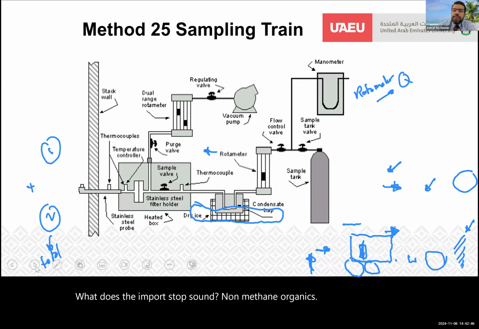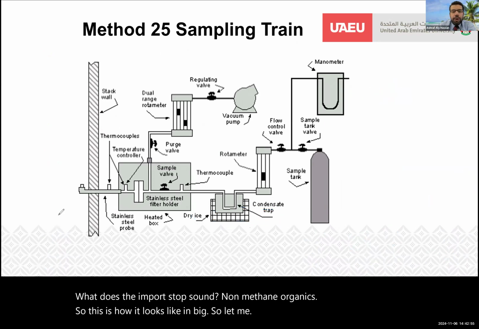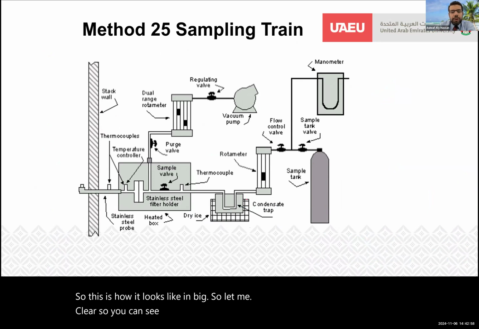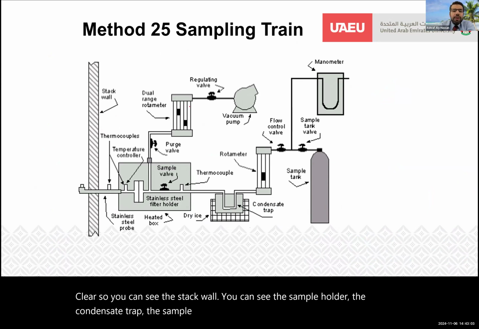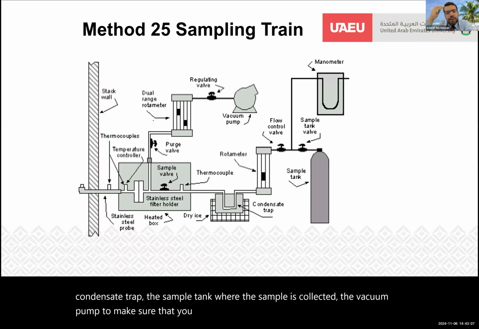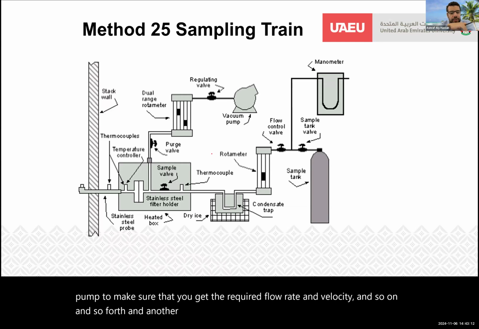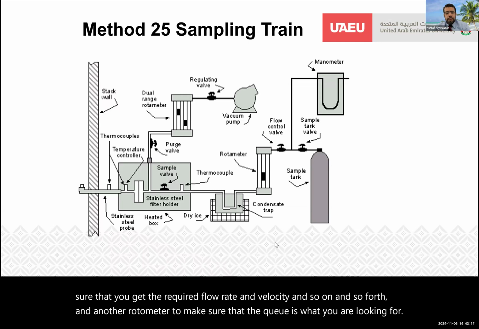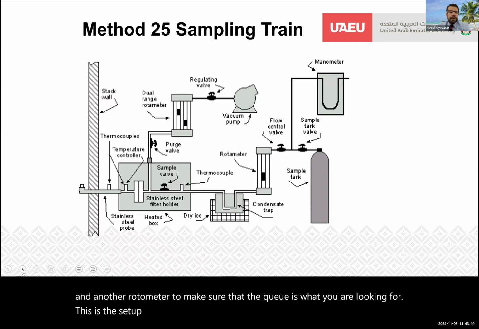So this is how it looks like in big. So let me just clear. So you can see the stack wall, you can see the sample holder, the condensate trap, the sample tank where the sample is collected, the vacuum pump to make sure that you get the required flow rate and velocity, and so on and so forth, and another rotameter to make sure that the Q is what you are looking for. This is the setup for method 25.